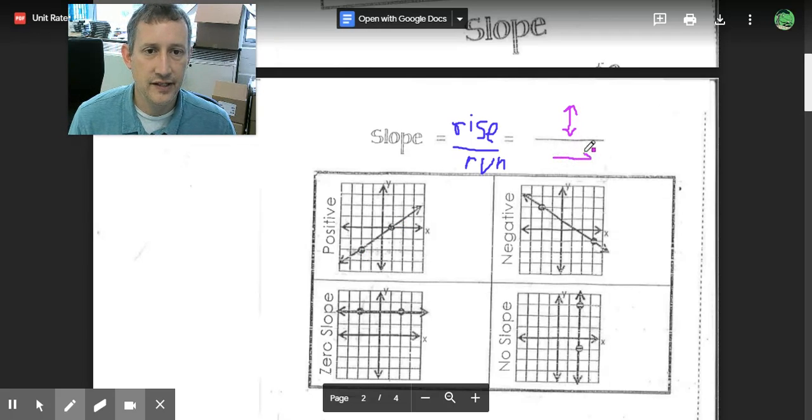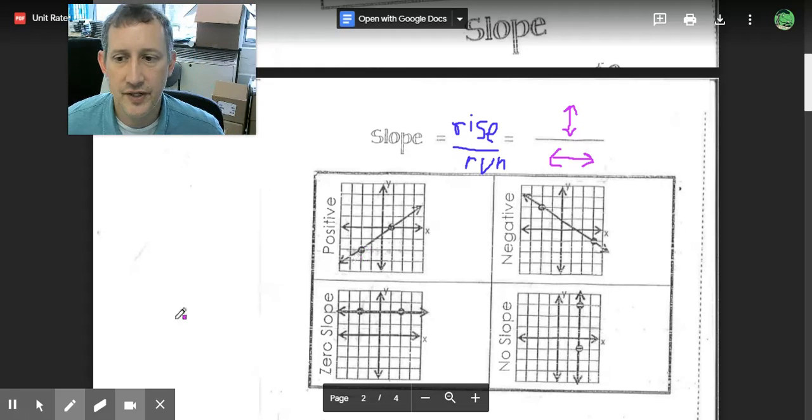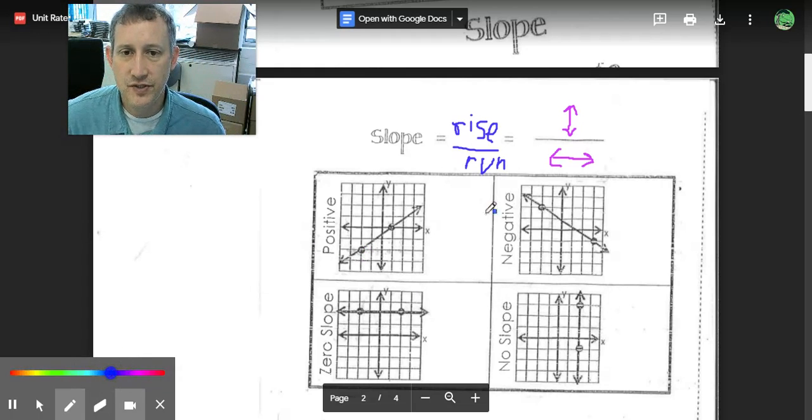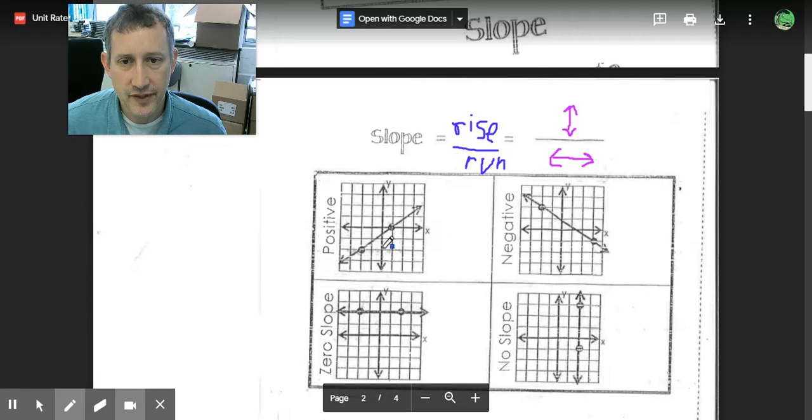And then we're going to look at run. That means from one point to the next, how far did it scoot over? Did it scoot over to the right positively, or did it go over to the left negatively? So that's what we're going to do. All right, let's look at this first one. This first one's positive, rise over run.